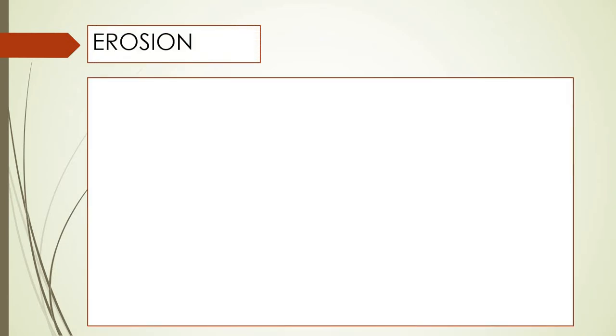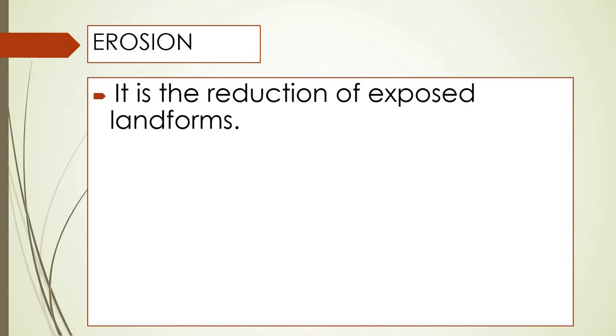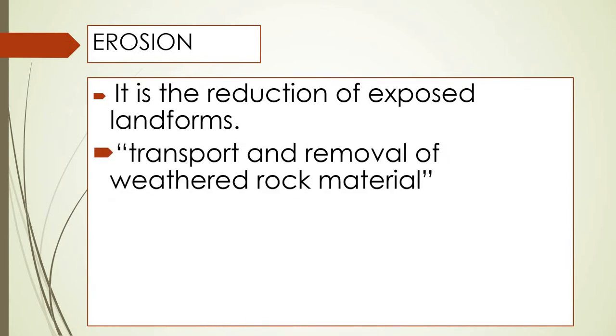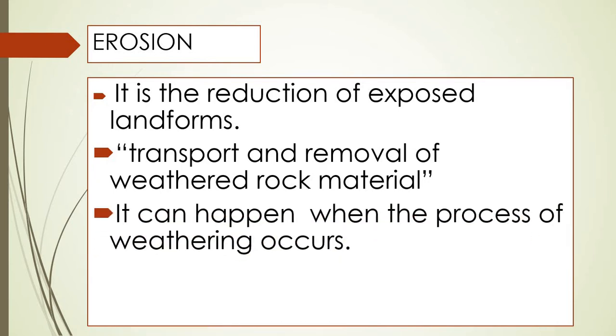What is erosion? Erosion is the reduction of exposed landforms. Erosion is defined as the transport and removal of weathered rock material. Erosion is therefore different from weathering. It can happen only when the process of weathering occurs. It is the carrying of small pieces of broken rocks from one place to another.